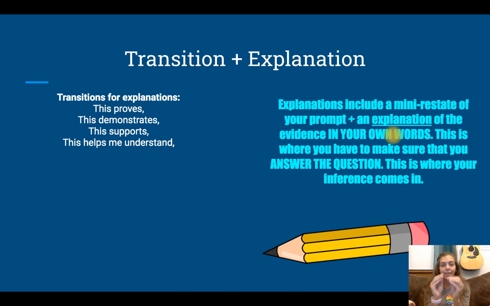So your explanations have a little kind of equation of their own. They include a mini restate of your prompt. So go back to that restate that you used in the beginning. And then you have to include an explanation of evidence in your own words. Usually there's also a little transition word in there. You mini restate, then you use like because or by, and then you explain the evidence in your own words. This is where your inference comes in. This is where you make sure you answer that question, okay? And your transitions for your explanations include things like this proves, this demonstrates, this supports, this helps me understand, okay?